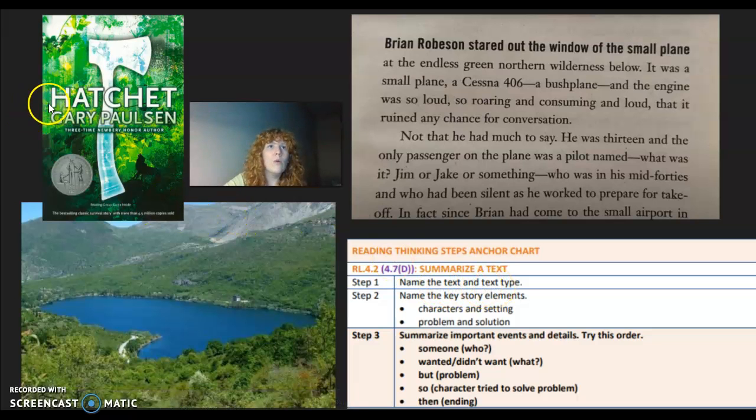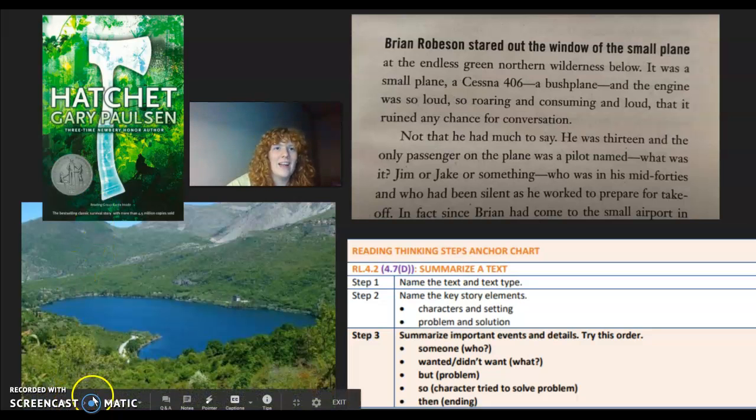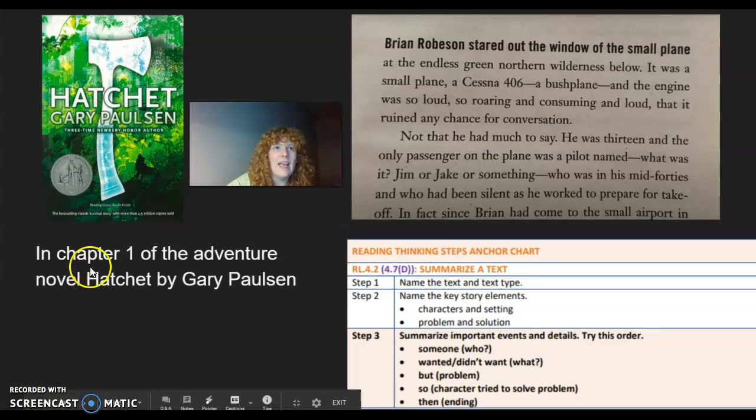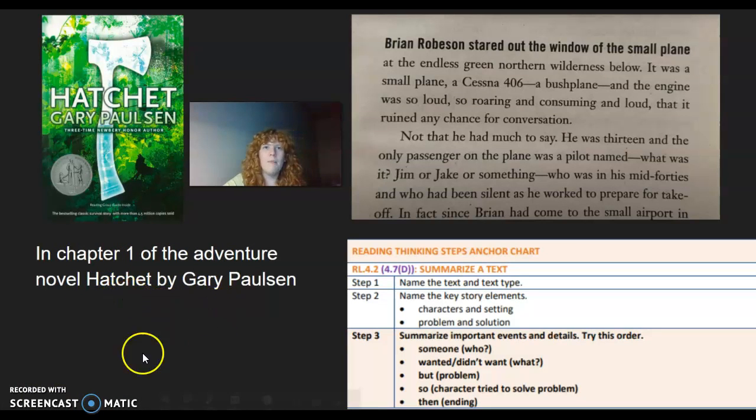Well, I know my title is Hatchet by Gary Paulson, who's my author, and I always want to include my authors in the summary. And based on what I read yesterday, I know this is an adventure novel. I got my first part. Now I can write it down. In chapter 1 of the adventure novel, Hatchet by Gary Paulson. Step 1, check. Now I can go to step 2.